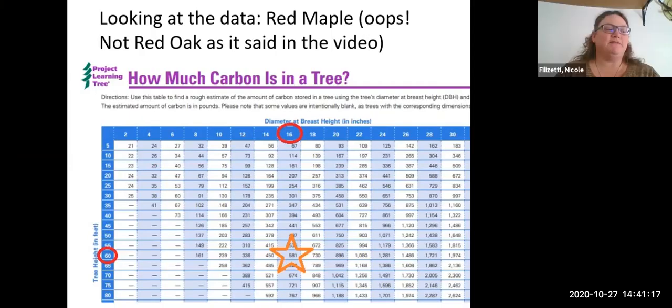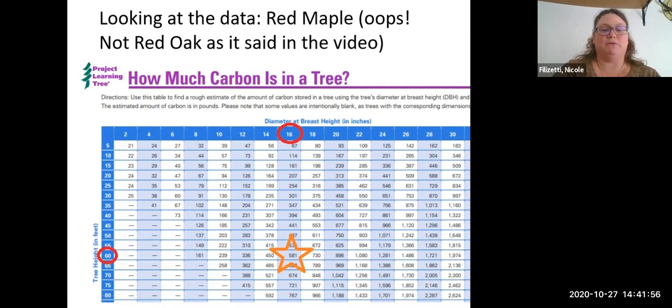So thinking back to our trees in the video, we found that the large tree, which was a red maple, not a red oak, as it said in the data sheet, sorry about that. The red maple had a DBH of 15.7 inches, and it had a height of 62 feet. So let's plug those numbers into our chart from Project Learning Tree. We have DBH up along the top and height along the side, 16 inches here, 60 feet here, and then we follow those to the column in the row until they meet, and we find that that red maple stores 581 pounds of carbon a year.